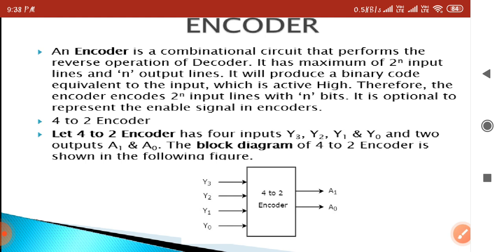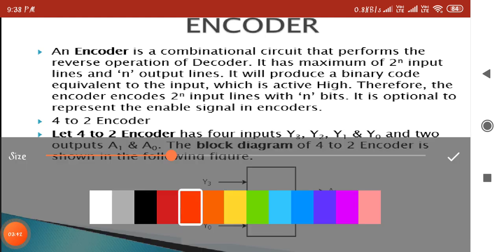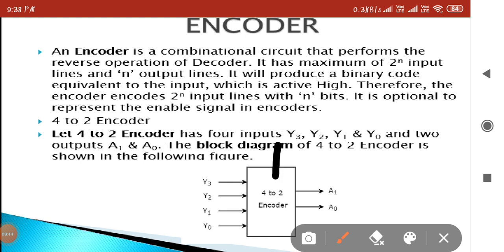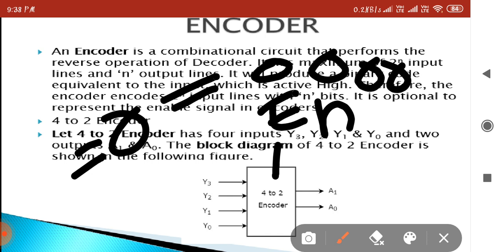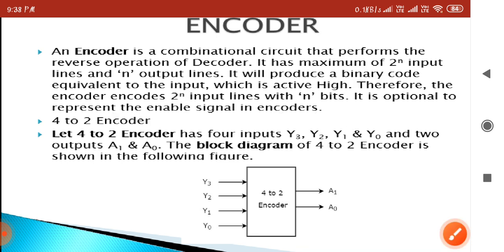Enable means I am going to put a small kind of plug or switch here, an enable button. If the enable is 0, all the outputs are 0. Otherwise, the encoder works normally. Like that, enable is not important. It is optional.